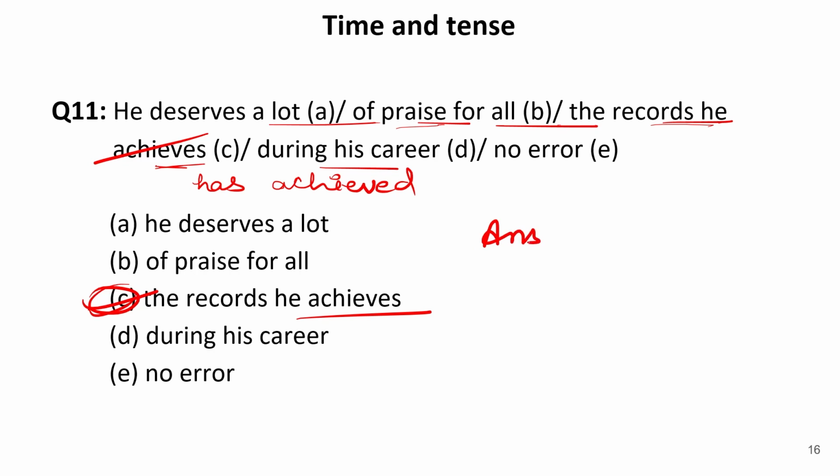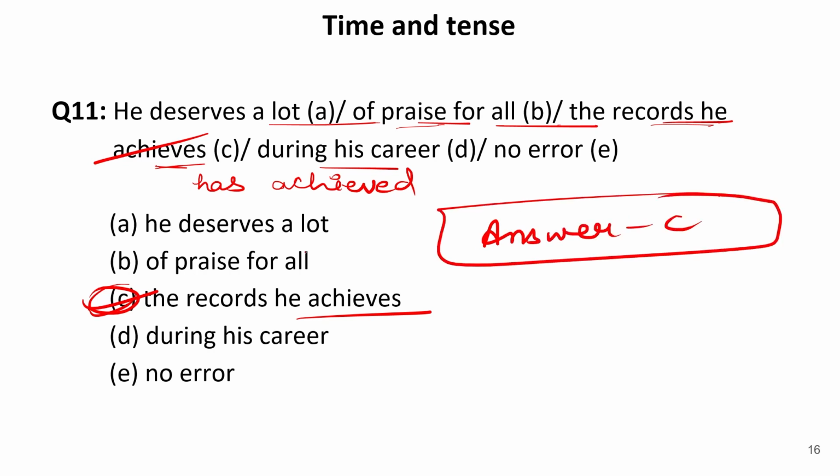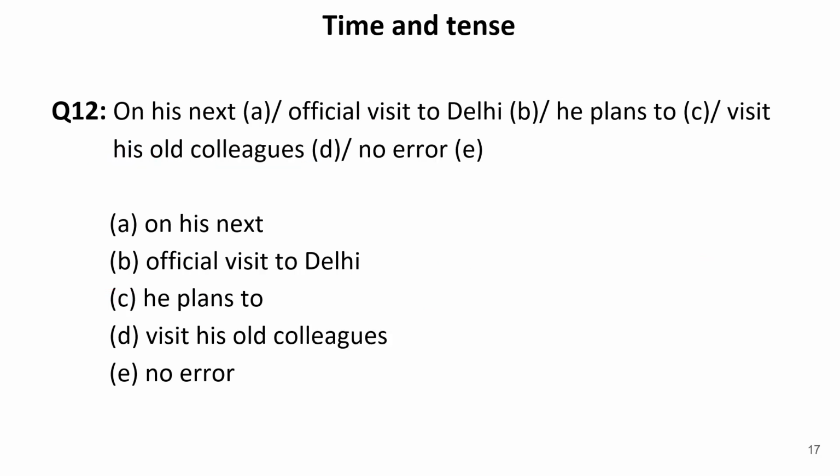So our answer is C grammatically, because we only praise those achievements which we have already received, which we have already gained. Now let us move to the next one.